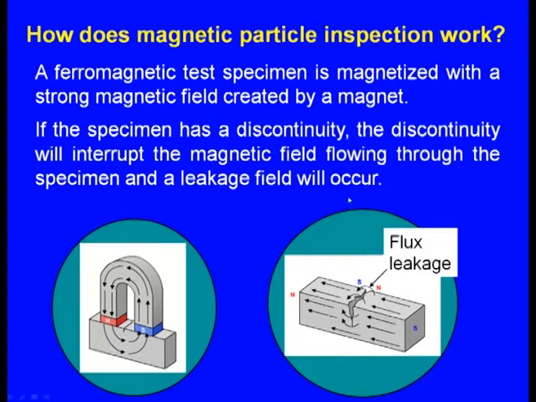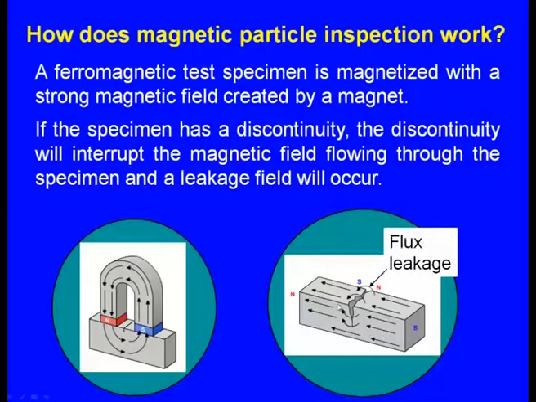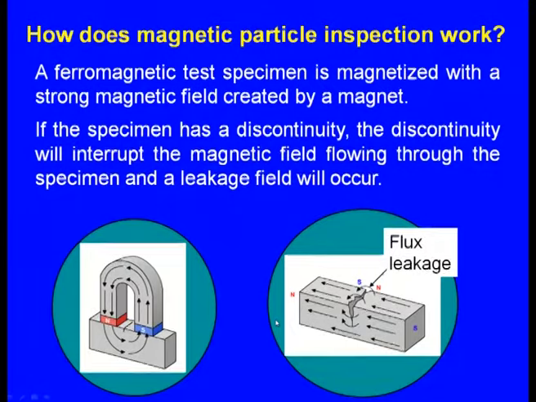Now, here we can see this is the specimen. If within the specimen there is no crack, no defect, here we can see there are two poles. This is the south pole and this is the north pole. On the other hand, if there is a discontinuity, whether it is an external discontinuity or an internal discontinuity, what will happen? Here also, where there is a discontinuity, a north pole and south pole will be created.